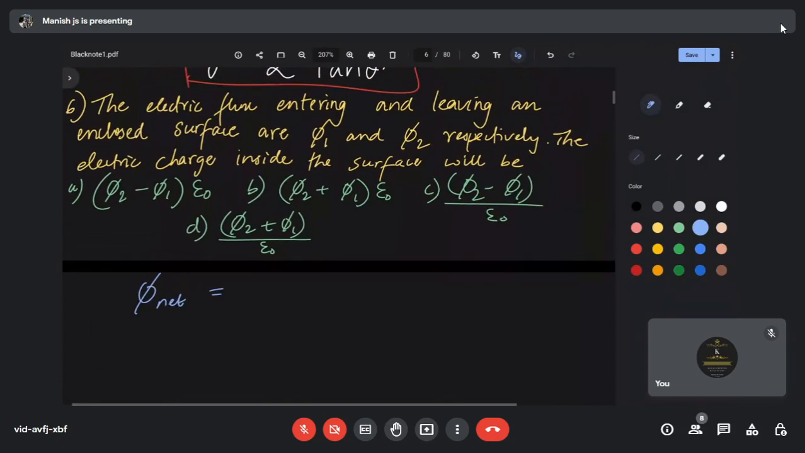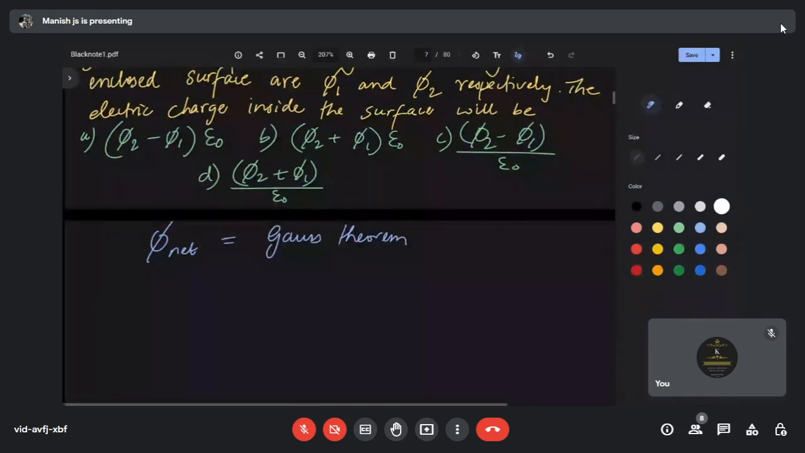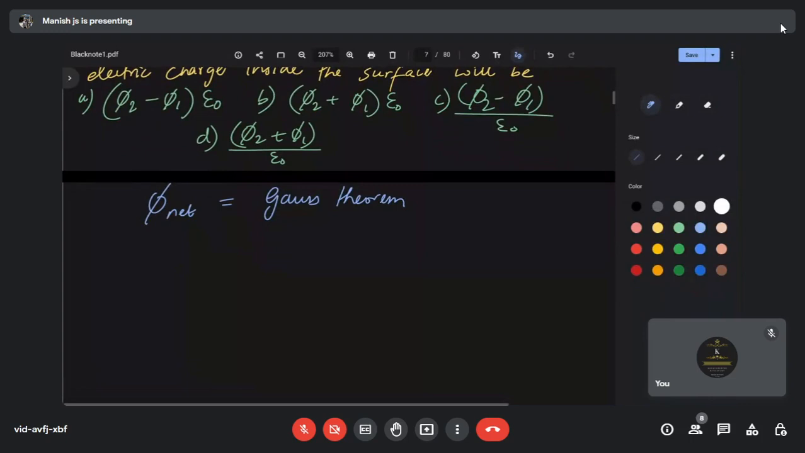It is given by Gauss theorem. Yes, sir, Gauss. So you apply the Gauss theorem. The total electric flux through an enclosed surface is 1 by epsilon naught times the charge enclosed in the surface. So 1 by epsilon naught times the charge, which we take as q.